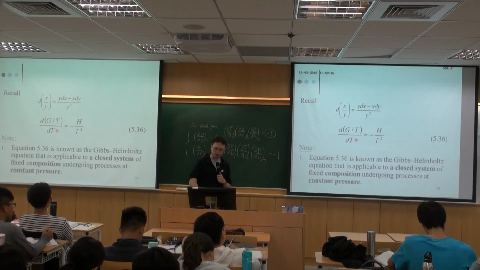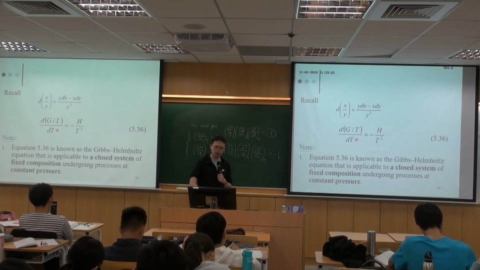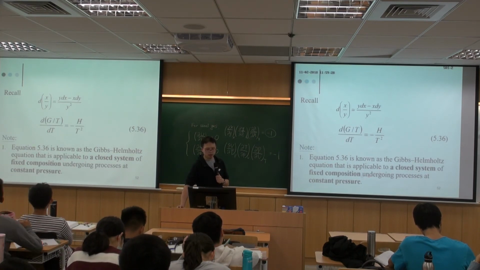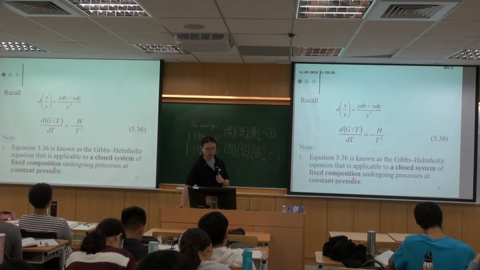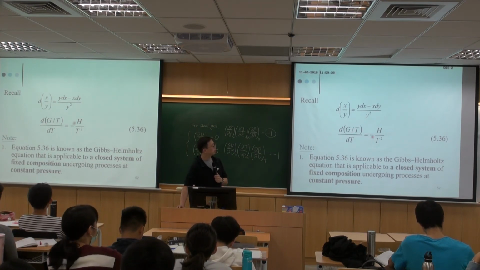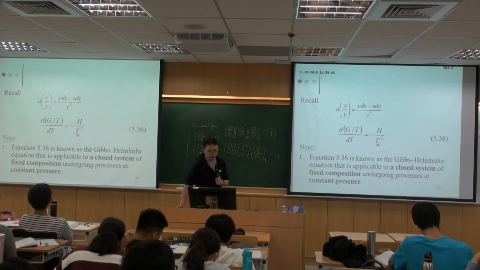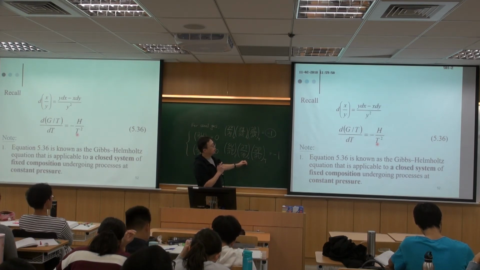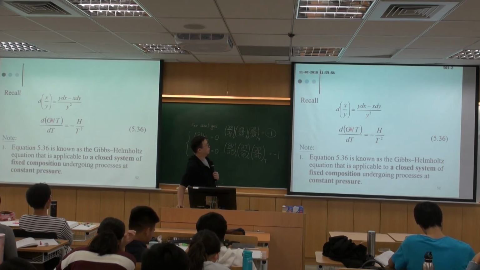So at this point, this seems to be not very useful, but the reason why we introduce this is because this Gibbs-Helmholtz equation is very useful for a closed system with fixed composition at constant pressure, such that you can calculate the change of Gibbs free energy by measuring the enthalpy at some certain temperature. Okay, so if you measure, for instance, the enthalpy of the system at some certain temperature, then you can know the change of Gibbs free energy at that certain temperature.